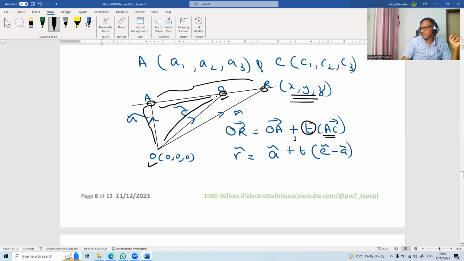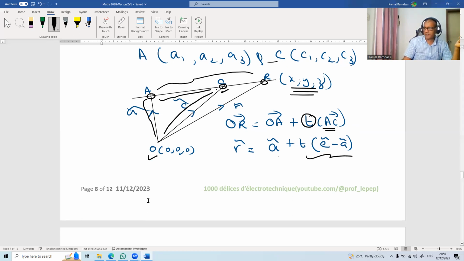OK? That means T times the vector here, and the vector here I know is equal to C bar minus A bar. I have finished taking that. Displacement vector, what is it? In the previous video. Therefore, the equation of a line through 2 points, A and C, with coordinates A1, A2, A3, C1, C2, C3 is equal to A bar plus T, C bar minus A bar.